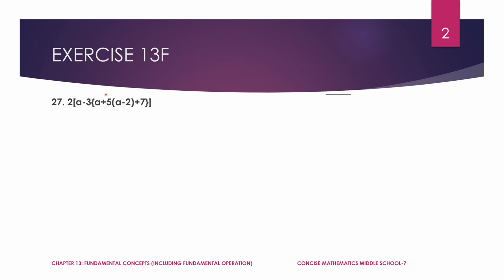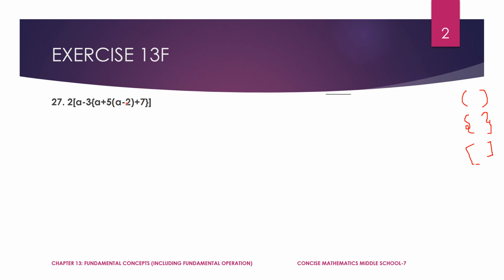Here, while solving this problem, you need to remember that first preference should be given to the small parenthesis, next is for flower braces, and the last preference is for square braces. If you remember this, then you can easily solve this problem, right? So here, what is the small parenthesis in this statement? Here is the small parenthesis, right?